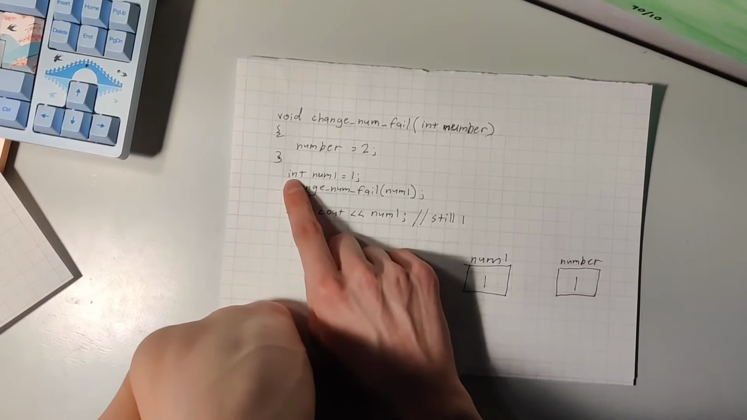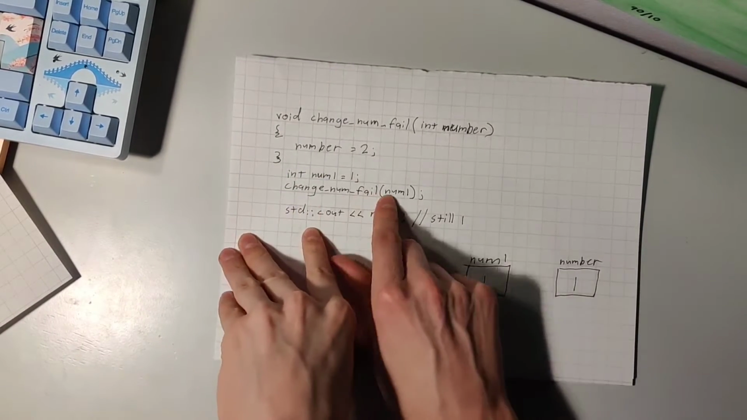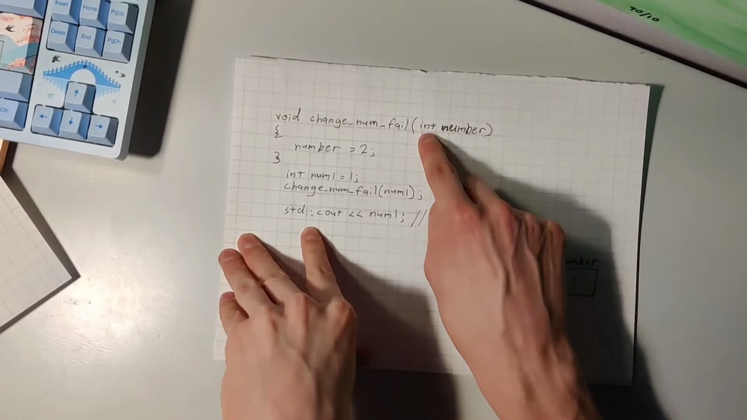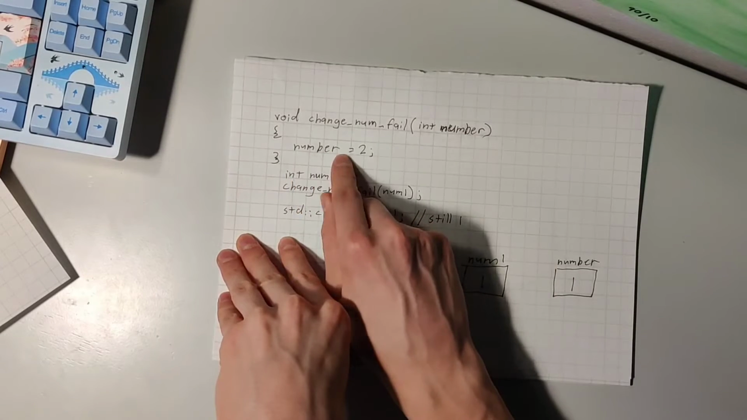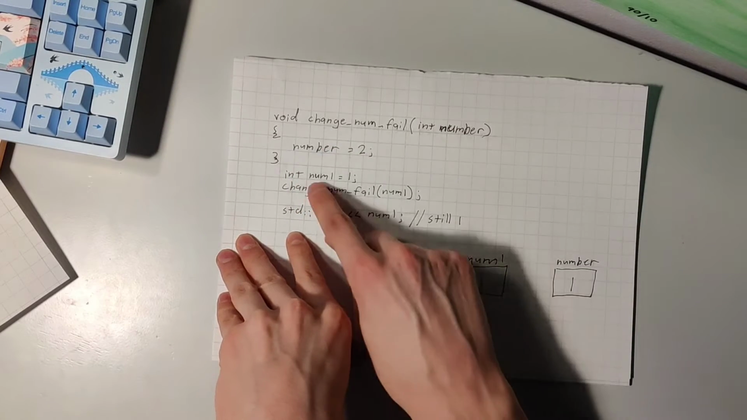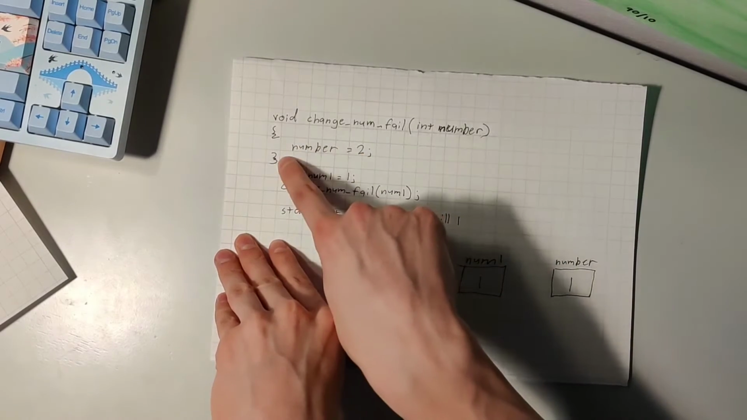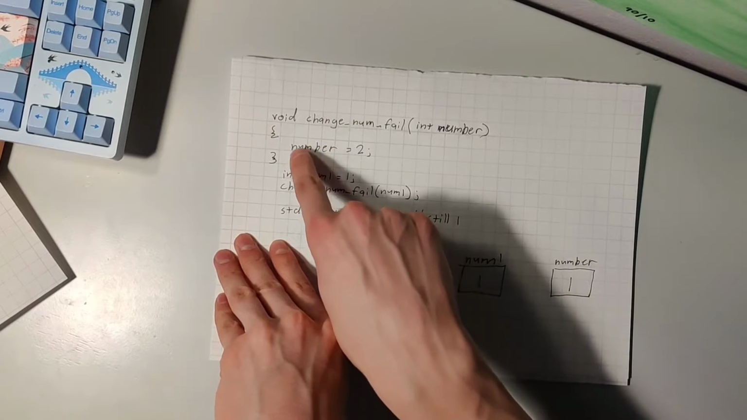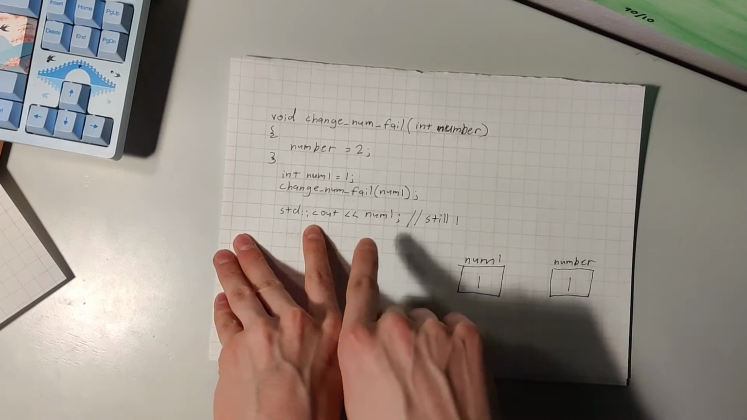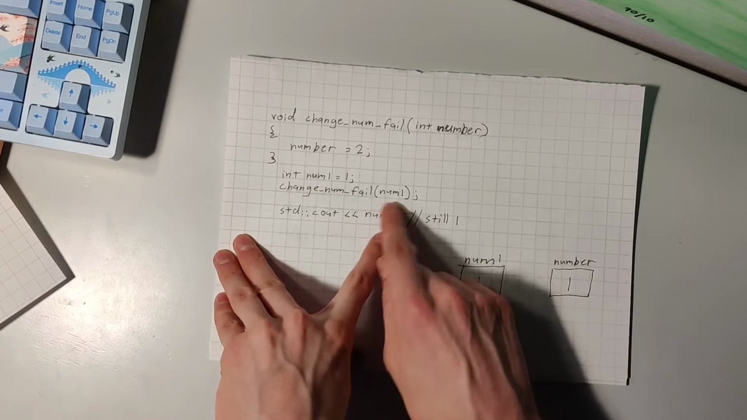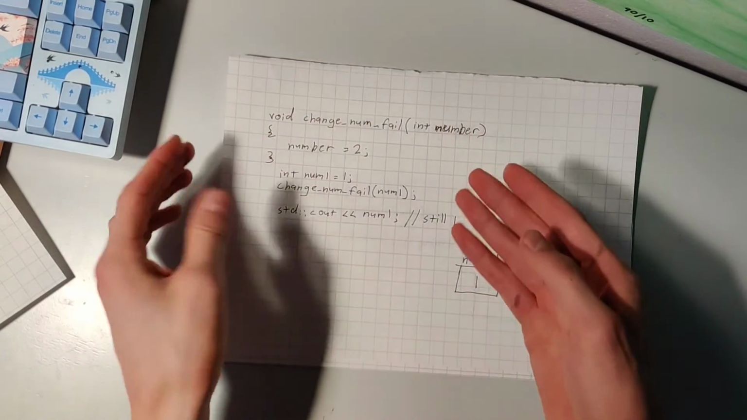For example, when we assign num1 to 1, and we call the function with num1, it copies the value of num1 to the parameter number, and we assign it 2. It doesn't change num1, it only makes this copy 2, and it destroys the number variable here. So when we print num1 after the function call, it's still 1. That's basically a normally called function.